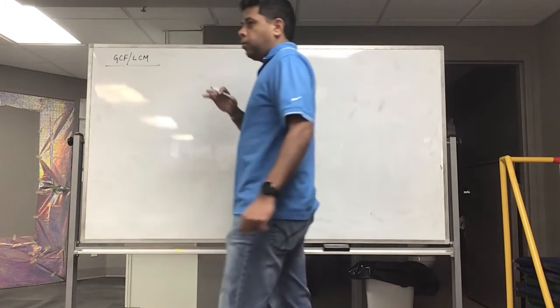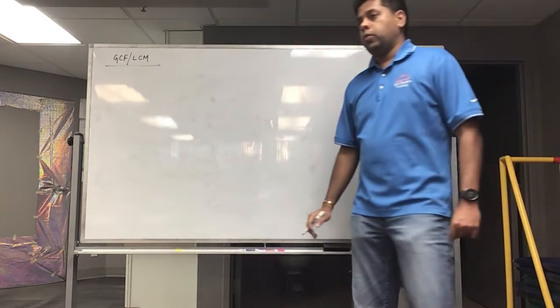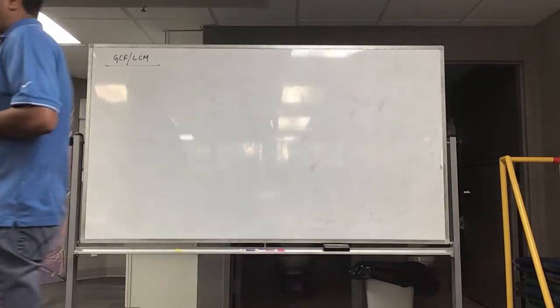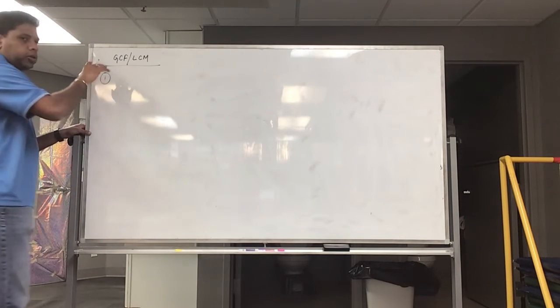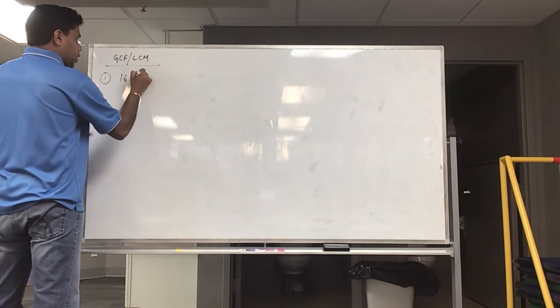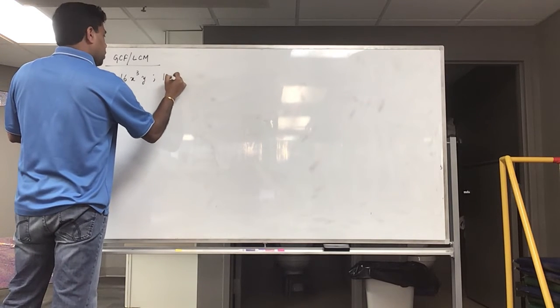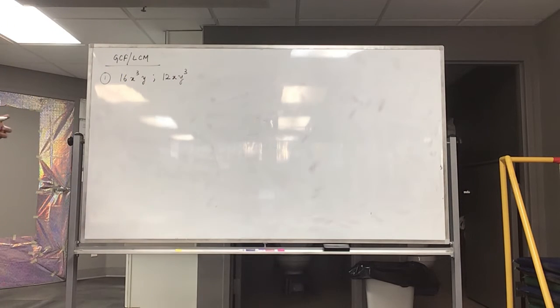Usually, right after the number lines, we do this. Well, you guys have been doing this forever, so I'm going to directly get to the problems. It's on page 13, all the way at the bottom. You can use that as reference. First question, and I want you to do both GCF and LCM. Find the GCF and LCM of 16x cubed y, 12xy cubed.